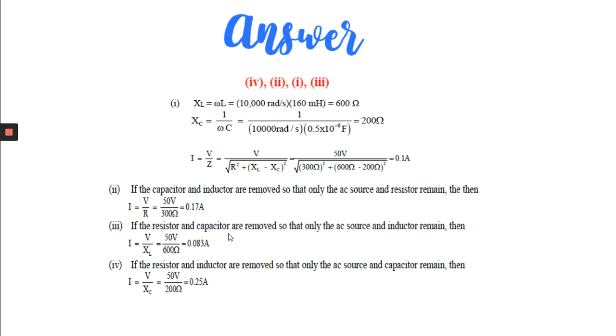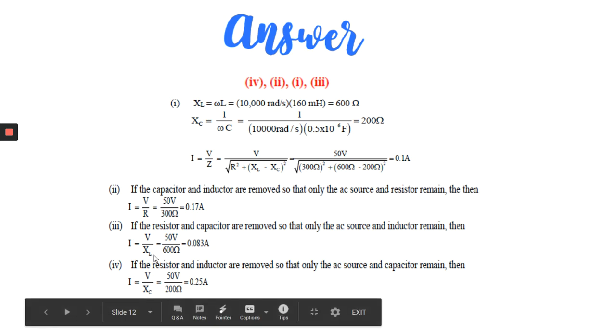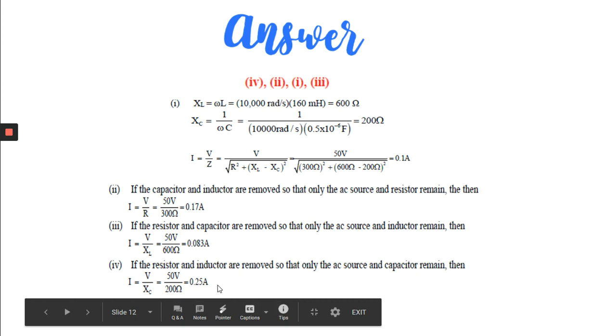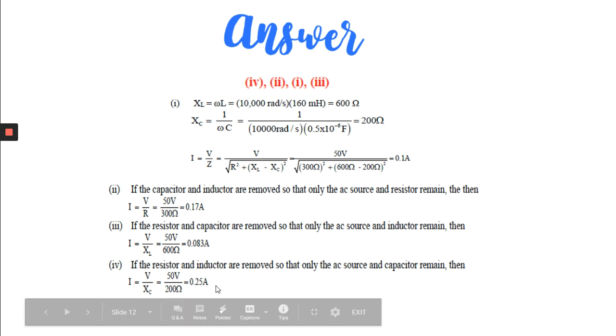Now let us see. The resistor and capacitor are removed. So resistor and capacitor removed means what? There is no resistance, there is no capacitive reactance, only inductance. So what is I? V by XL. So this is 0.083 ampere. If the resistor and inductor are removed, then this is V by XC. This is 0.25 ampere.